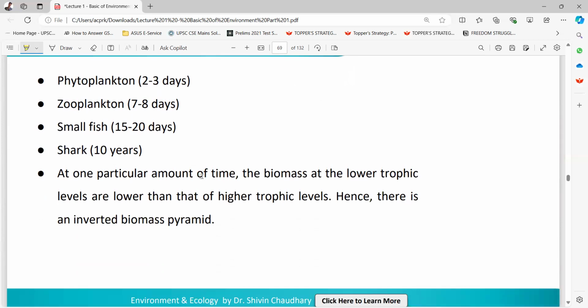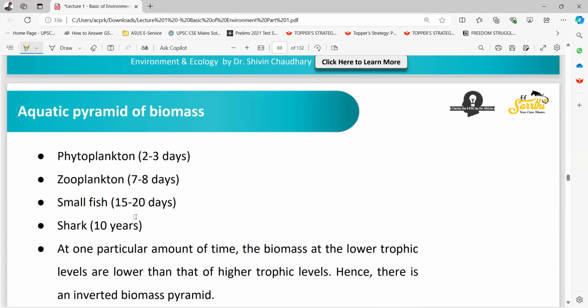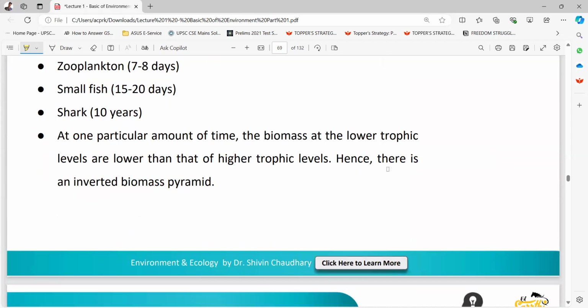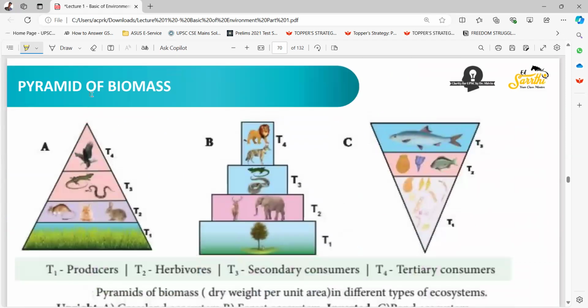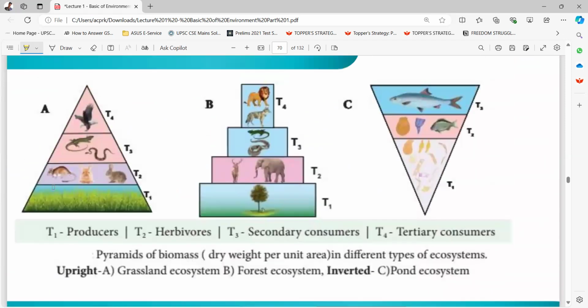At one particular amount of time, the biomass at the lower trophic levels is lower than that of higher trophic levels. Hence, there is an inverted biomass pyramid. I think these are the lifespans. Pyramid of biomass: T1 producers, T2 herbivores, T3 secondary consumers, T4 tertiary consumers.